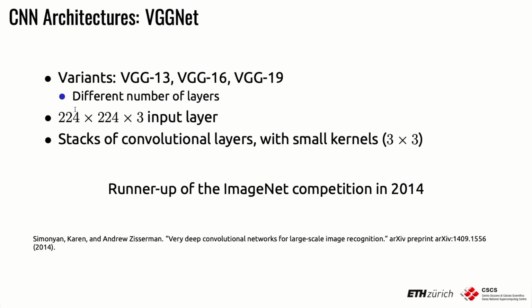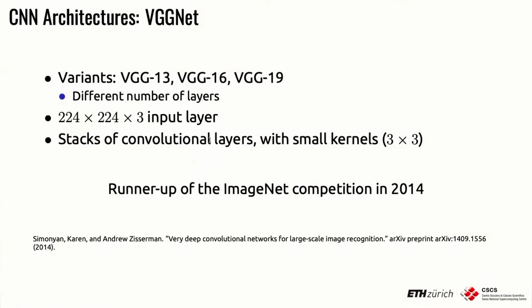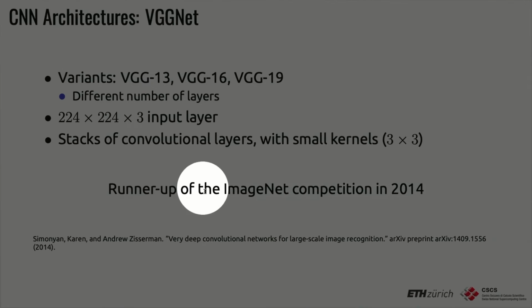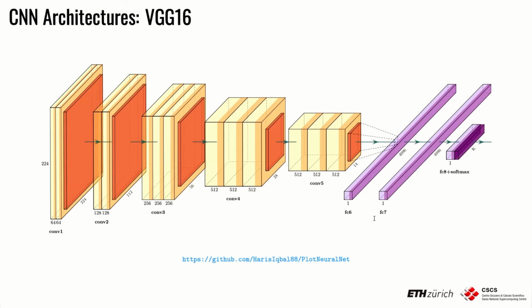And then another architecture is quite famous and popular, and we will use this for tomorrow for transfer learning. It's called VGGNet, and I think it's the first convolutional neural network where they stack the convolutional layers one after the other, and it's a runner-up. It's not the winner, but it's a runner-up of this ImageNet competition, which is classification of 1,000 images. And this is what the architecture looks like.